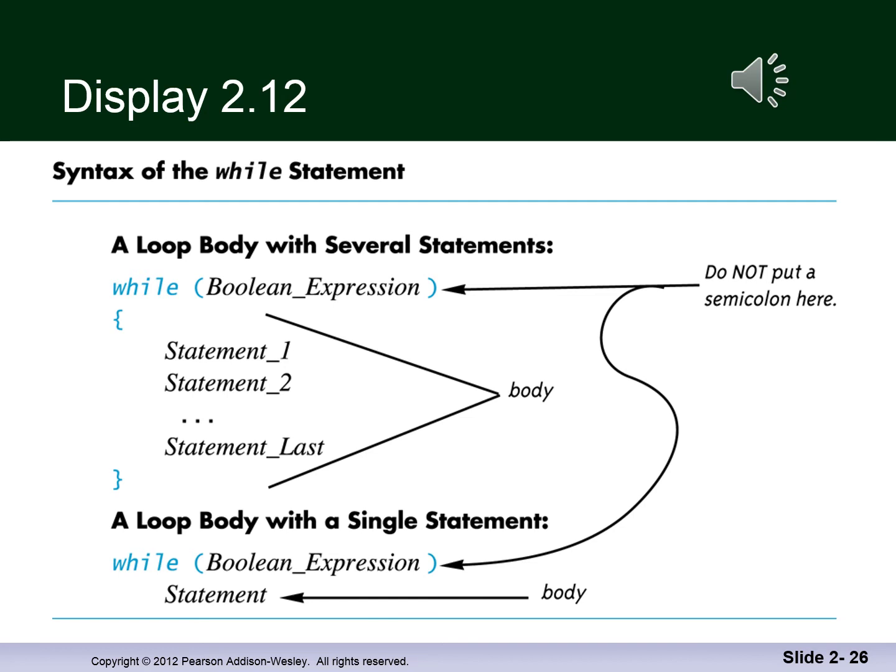So in this first example, you have a loop body with several statements, and they are enclosed in brackets. And then in the second example, you have a while loop that only has a single statement, only one statement to be executed. That's the body. So you don't need to have brackets.